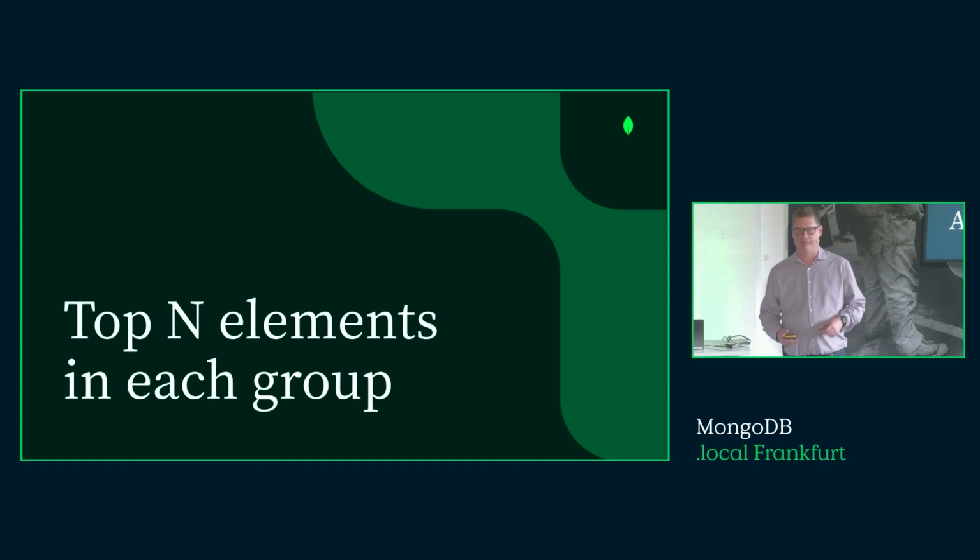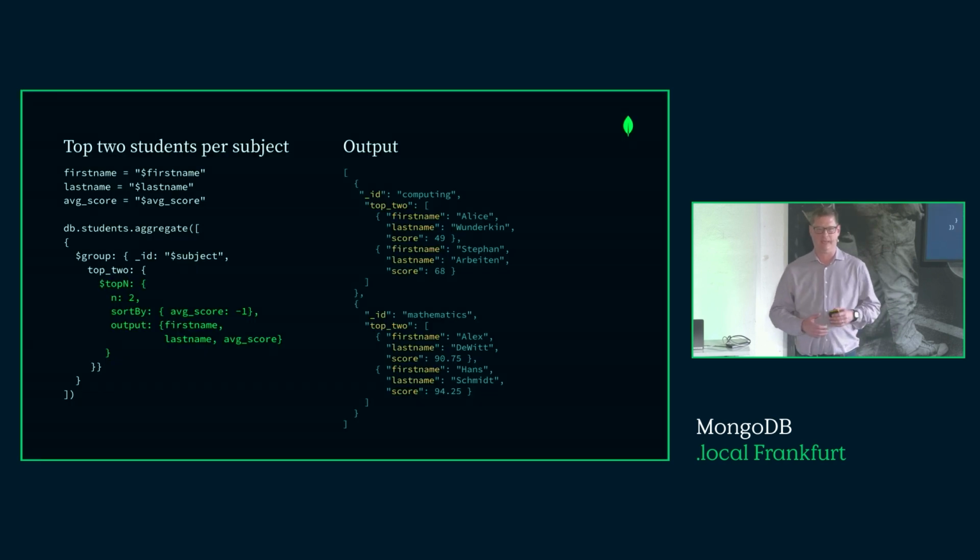Let's talk about aggregation. Something that we've not been able to do before and people have always wanted is to group this data together, but I want the top n elements in that group. So what does that mean? For example, here, I'm going to aggregate my students. And what I want to do is sort by the average score, and output the first name, the last name, and the average score. So what I'm really saying is for each subject, I want you to show me the top 2 highest scorers.